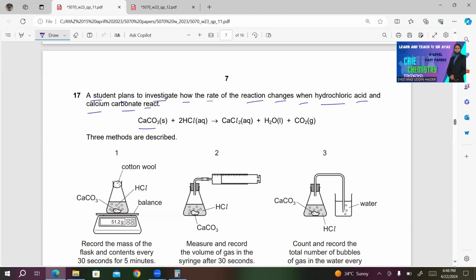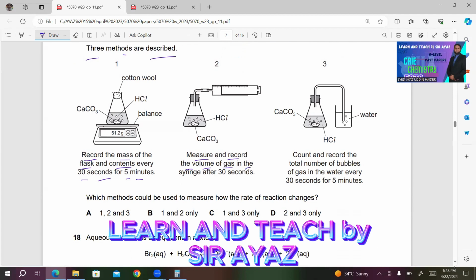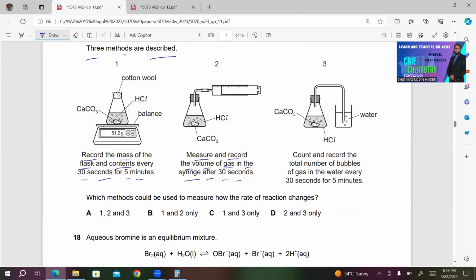This reaction: CaCO3(s) + 2HCl(aq) gives CaCl2(aq) + H2O(l) + CO2(g). Three methods are described. Number 1, record the mass of the flask and contents every 30 seconds for 5 minutes. Number 2, measure and record the volume of gas in the syringe after 30 seconds. Number 3, count and record the total number of bubbles of gas in water every 30 seconds for 5 minutes. This doesn't make any sense, but the choice is there.